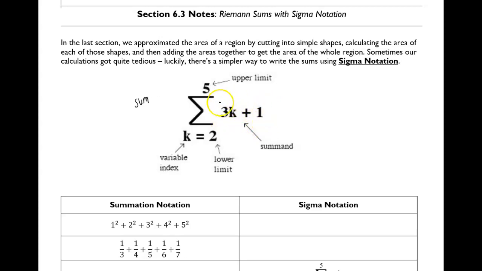The summand is this 3k plus 1. It kind of acts like our function. We'll have our variable part there at k. Sometimes you'll see it as an i or a j or an n. That's your variable, our lower limit and our upper limit. Those limits are similar to what we have with integrals.